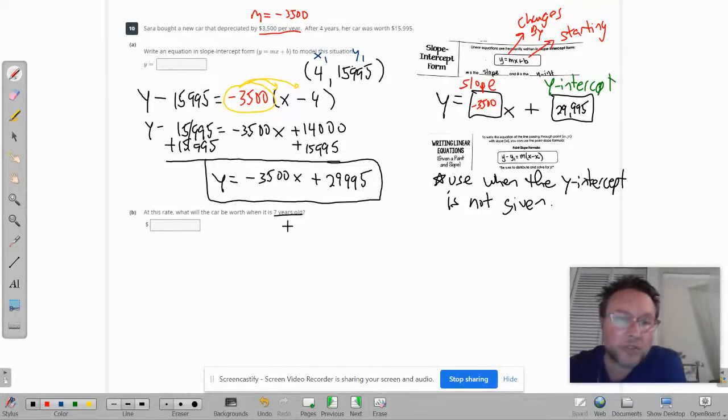Well, after 7 years, what that's saying is that when x is equal to 7, what would y be equal to? Well, we're just going to plug it in. It's just another substitution here. Negative 3,500x plus 29,995.